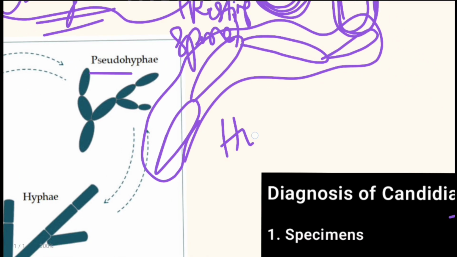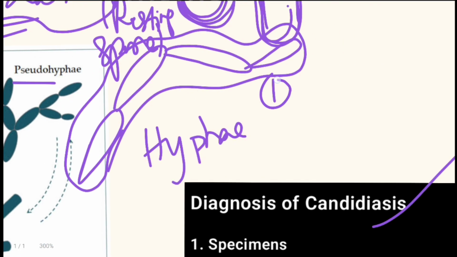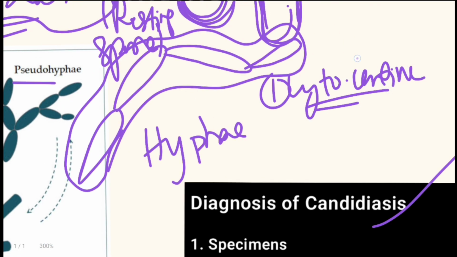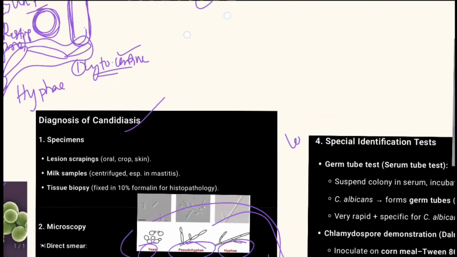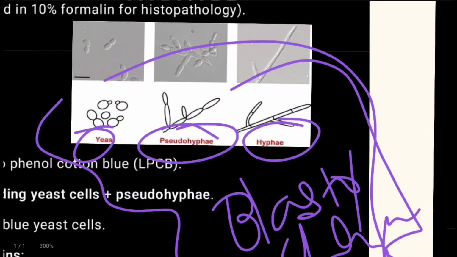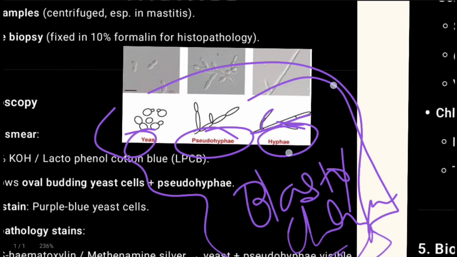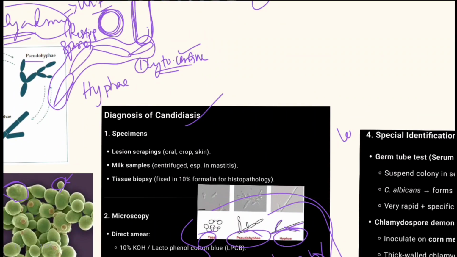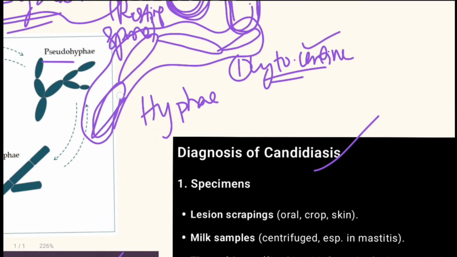In hypha, the cytoplasm continuity is very well present. When you see the hyphae, throughout these hyphae the cytoplasm continuity exists. But that kind of cytoplasm continuity is not seen in pseudohypha, because these are single yeast cells.